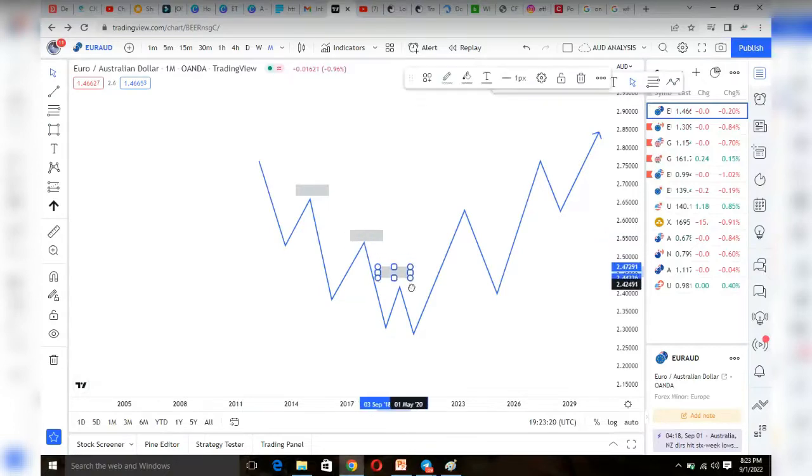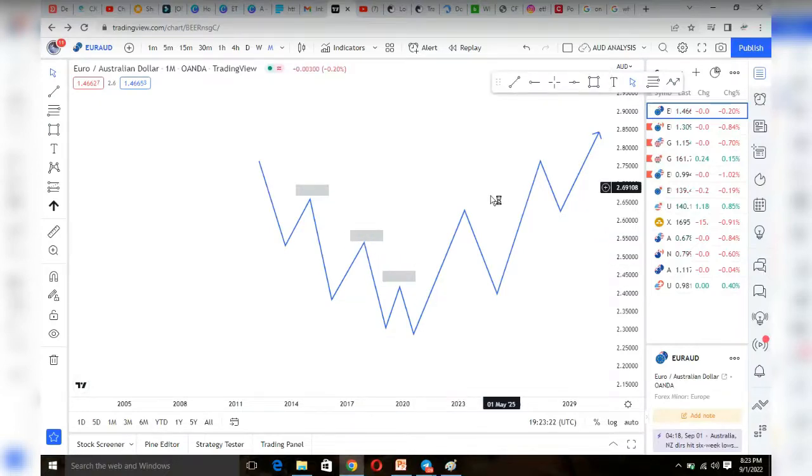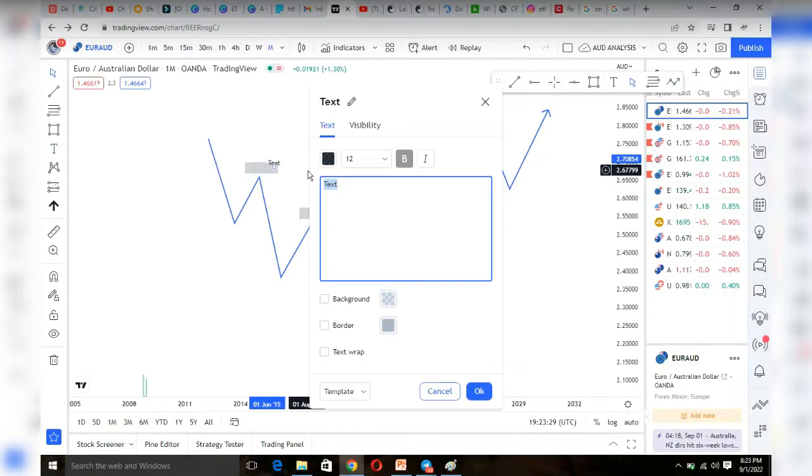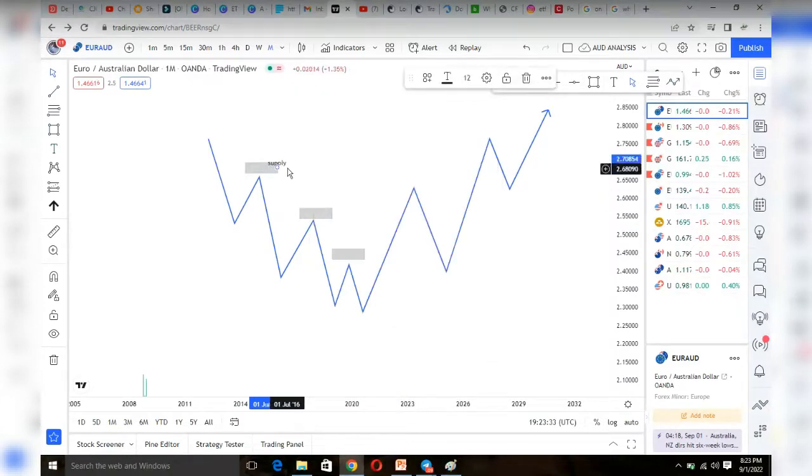All right. And we have another supply zone. Okay, so we have supply over here. We have a supply zone there, and we have supply here too.